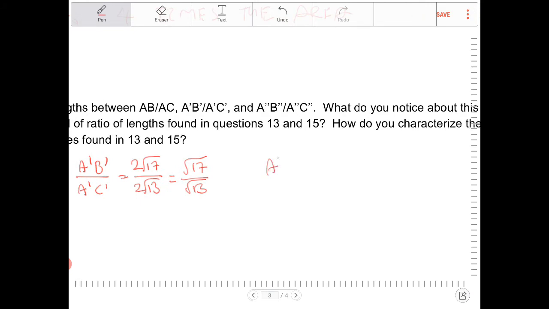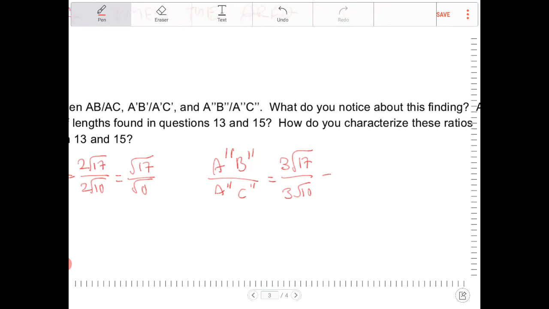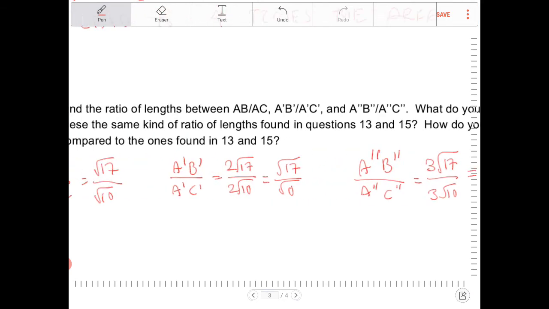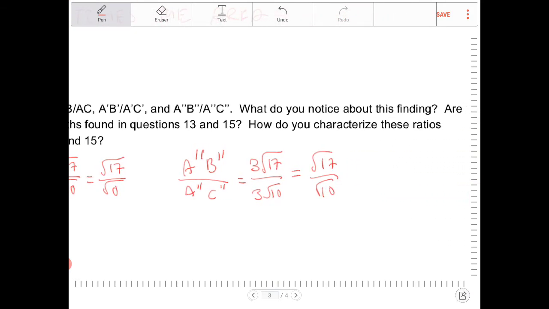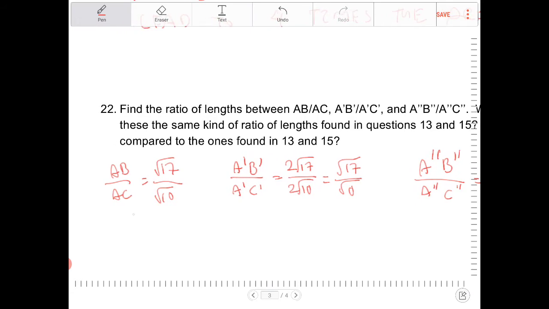And A double prime B double prime to A double prime C double prime. This will be, again, 3 square root of 17 over 3 square root of 10. I'm sorry, I wrote 13 there. It should be 10. So it should be the same thing. This is square root of 17 over square root of 10. Are these the same kind of ratio of lengths found in questions 13 and 15? How do you characterize these ratios? These are not the same ratios.